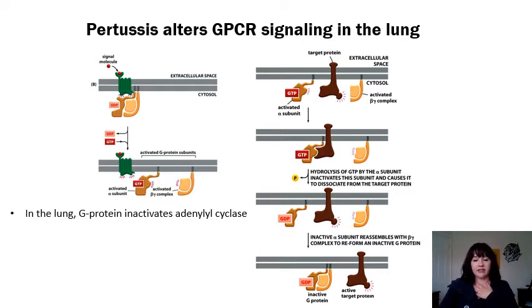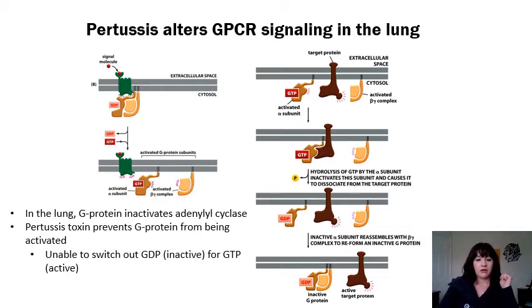At a certain point, the GTP will be broken down to GDP. The G protein alpha subunit will be inactivated. It will not be able to attach to the target protein anymore. And so when it releases the target protein, that reactivates the target. So in the lung, G protein inactivates adenylyl cyclase. Normally, adenylyl cyclase being off in lung cells is a good thing.